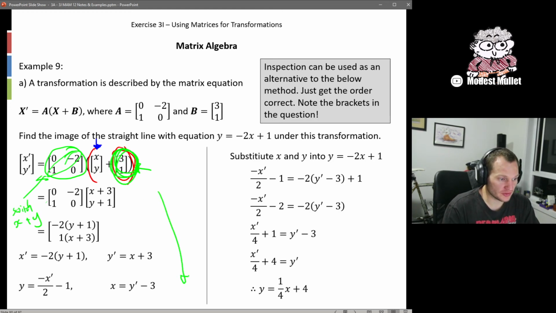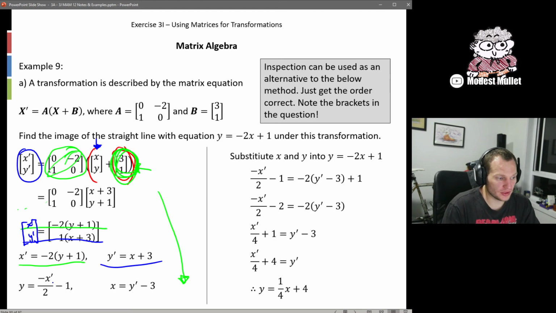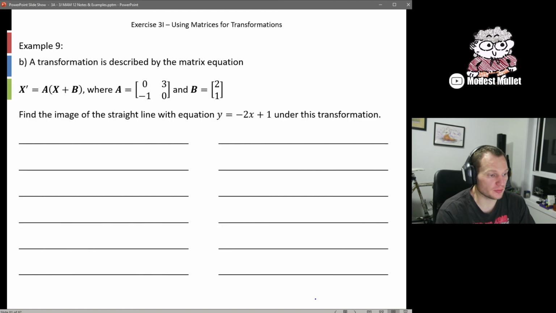Here just shows the process of doing the matrix multiplications and then reading the top line across, which gives us this, and then reading the bottom line across, recognizing that this is still here, so x dash and y dash. Read them across, rearrange to make x and y the subject, and then do your substitutions over here. You get the eventual final equation. If you did that via inspection, you'll get the exact same thing.